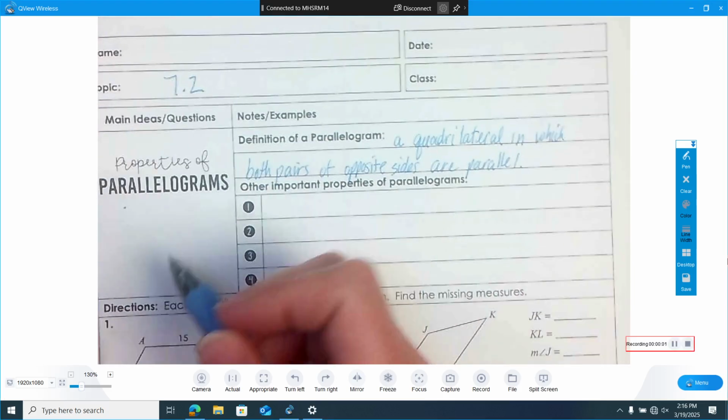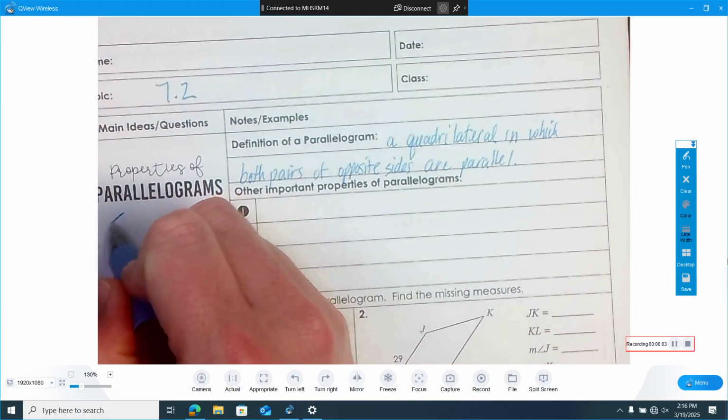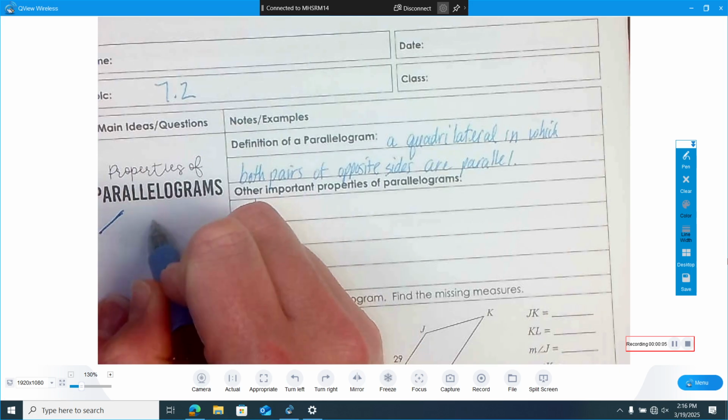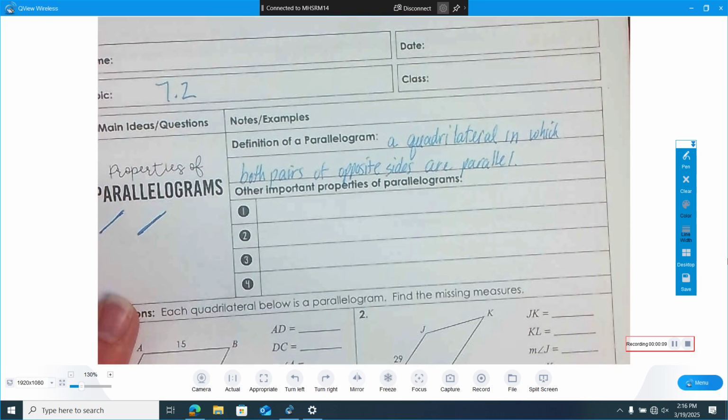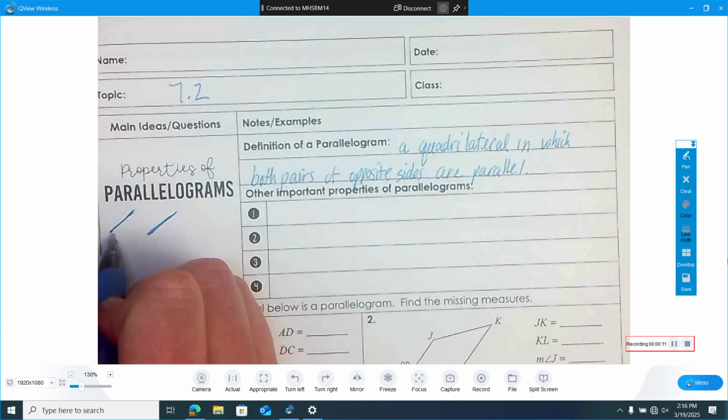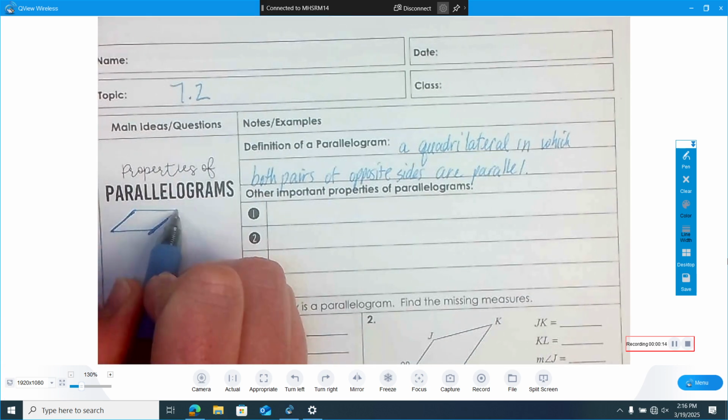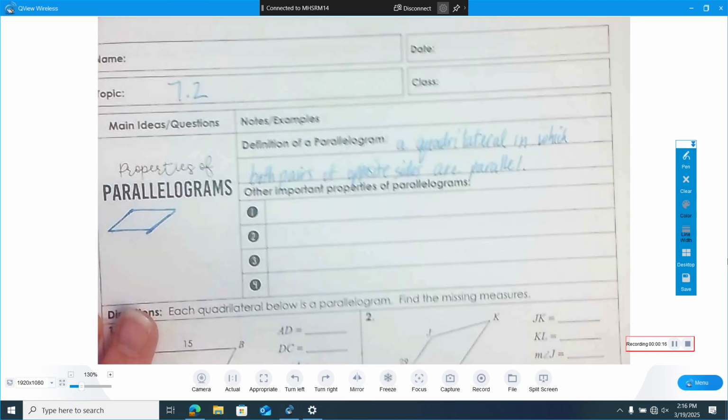Draw two very small pictures here. Here is a lovely little pair of parallel sides. So I got a couple parallel sides there, and I'm going to connect them with two more parallel sides. There we go. Got a lovely little parallelogram there.